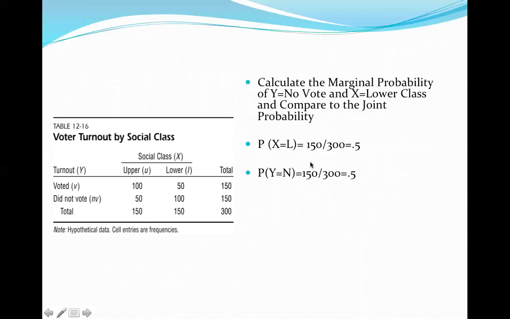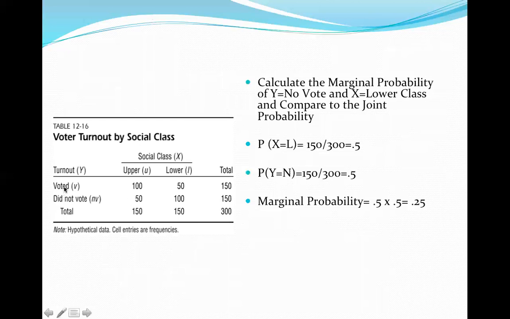And now we're going to look at the probability of not voting. So that's did not vote. So we're looking at that second row all the way across. 150 people reported not voting. 150 divided by 300 equals 0.5, which gives us a marginal probability of 0.5 times 0.5 equaling 0.25.